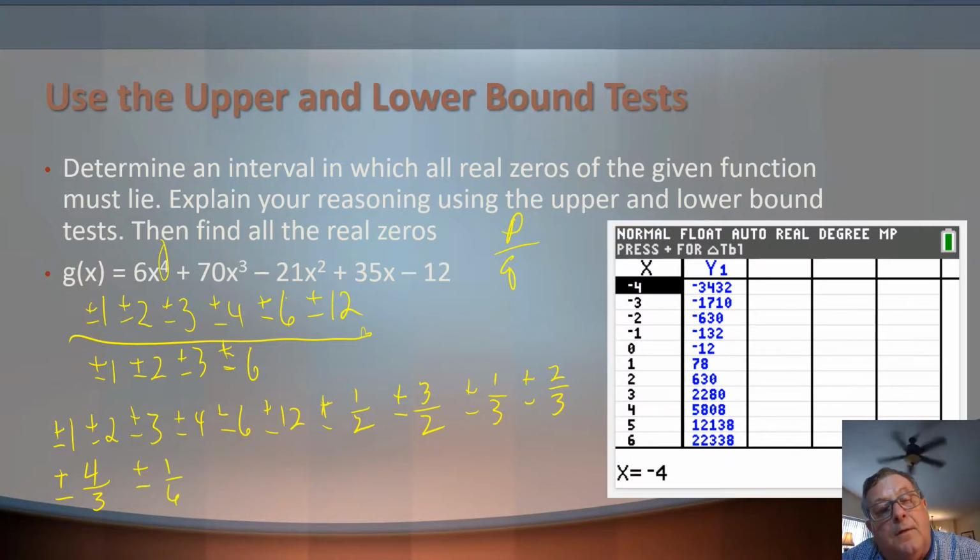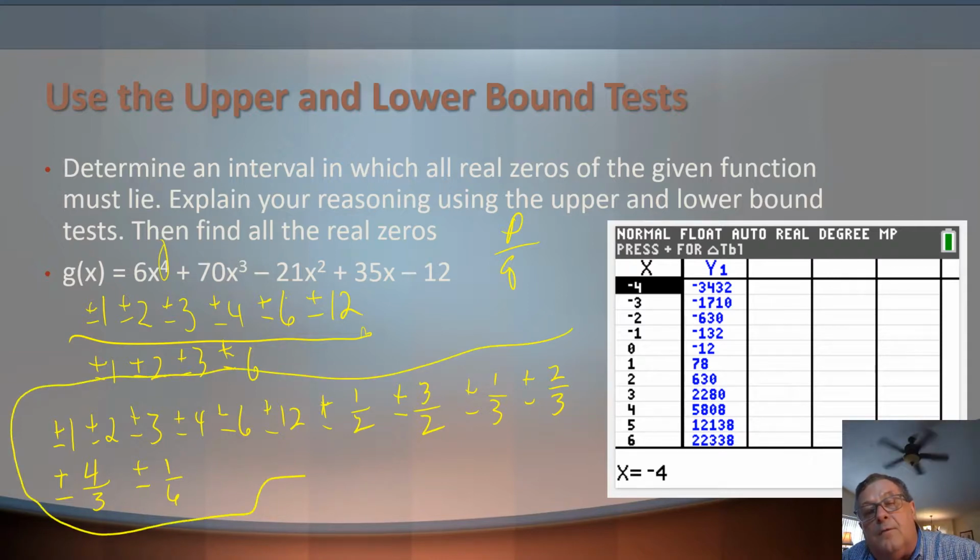Man, I've got a lot, don't I? Let's see, 2 divided by 6 is 1/3. I already have that. 3 divided by 6 is 1/2. I already have that. 4 divided by 6 is 2/3. I have that. And 6 divided by 6 is 1. We have that. 12 divided by 6 is 2. This is all of our possible real zeros.